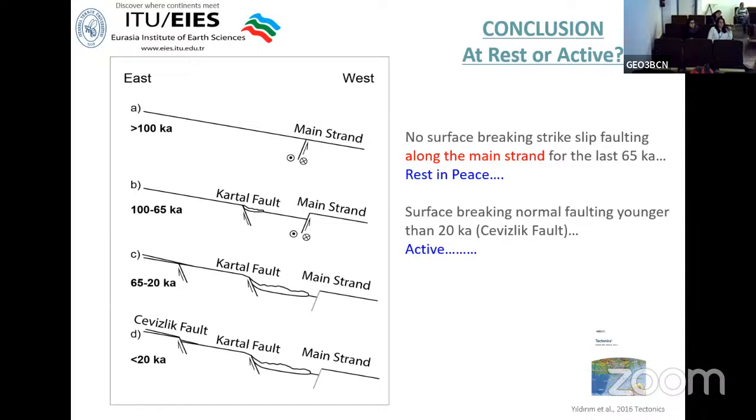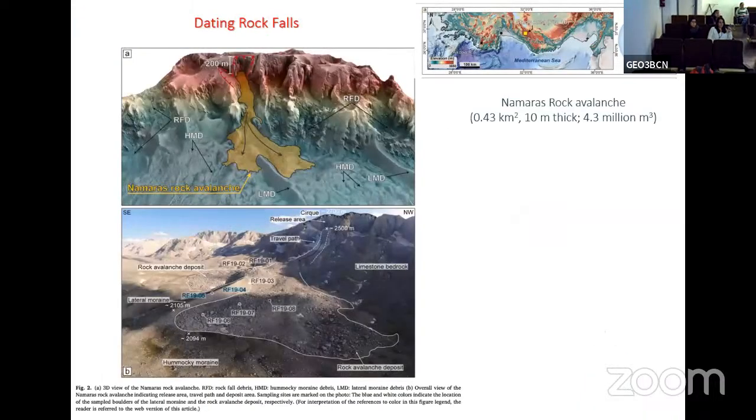I'm not going to get into details. So these are some conclusions that we get from this whole area: how the fault was, how much offset was carried out by this fault.